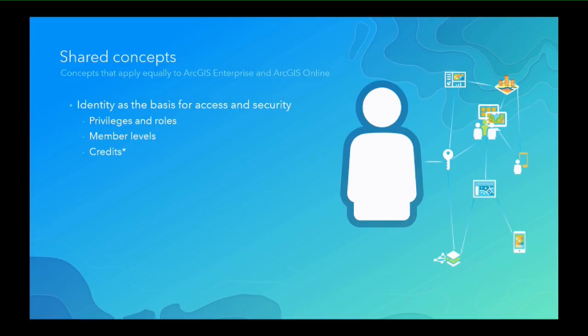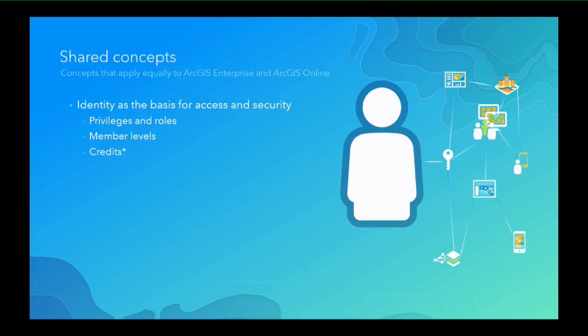So all of this sharing, collaboration, content, it really all comes down to identity. Identity is kind of the core part of a Web GIS for the basis of access, security, and content ownership. This really is your username and password to ArcGIS Online or ArcGIS Enterprise. With your identity, you're given a role that has specific privileges. You can have a member level, a level 1 or a level 2 member, which gives you access to some specific privileges or roles.